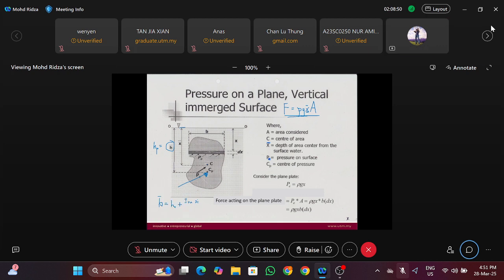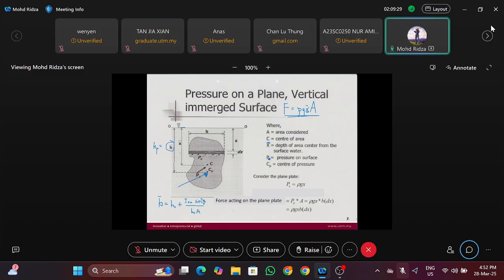Sine theta, but you square this. So usually we put a symbol in the middle here, sine square theta, divided by H C A. Okay, so this is the equation. H bar, which is the distance from the free surface towards CP, is HC plus this term. What is HC? You know HC just now, X bar. X bar or HC, meaning the distance from the free surface to the centroid of the submerged object. IXX is second moment area, the second moment area of the object.